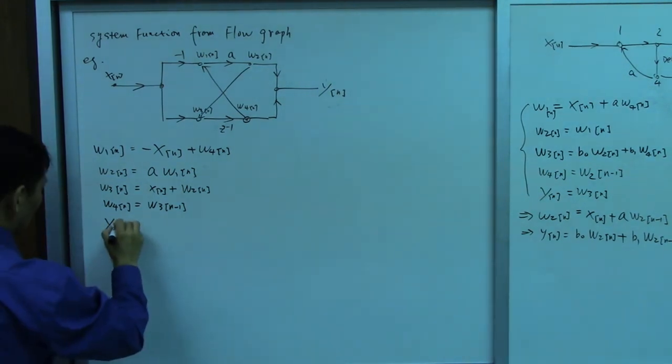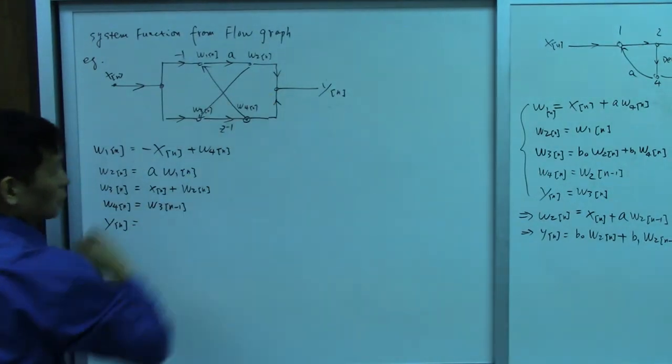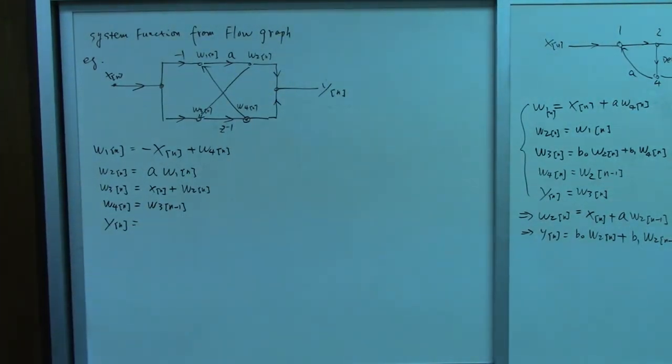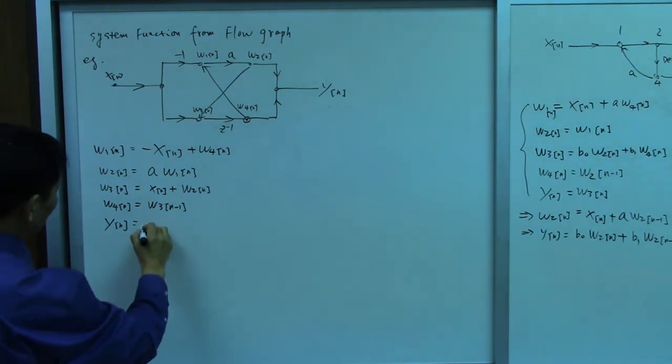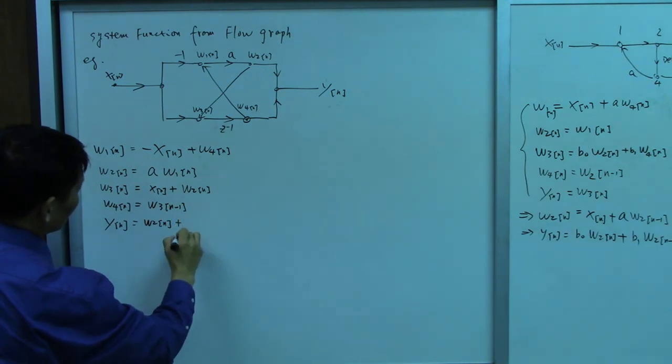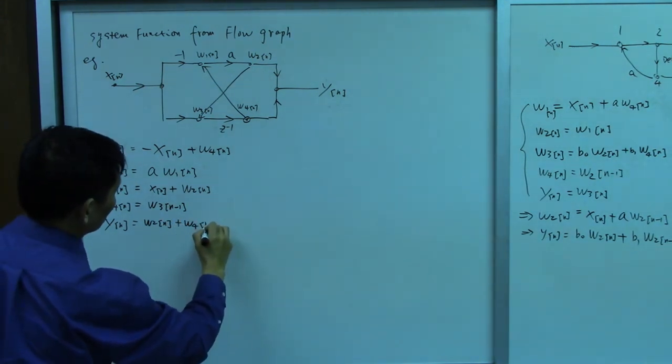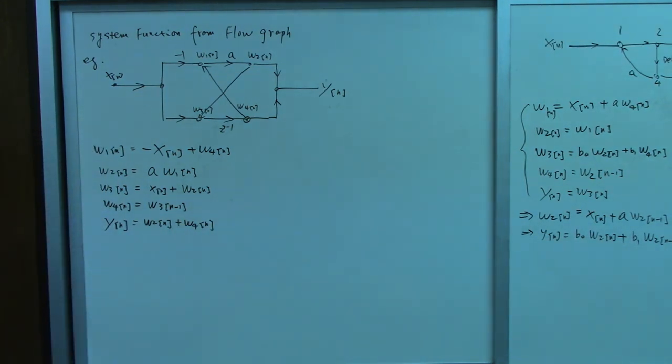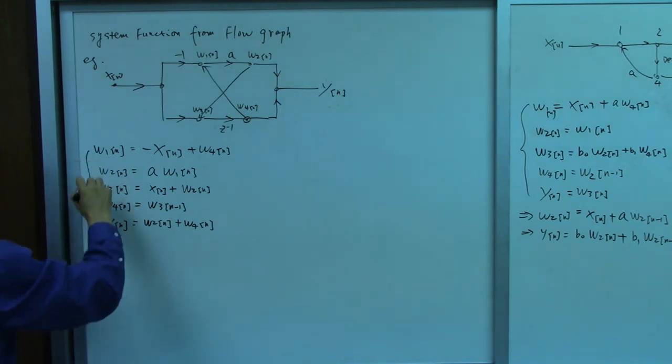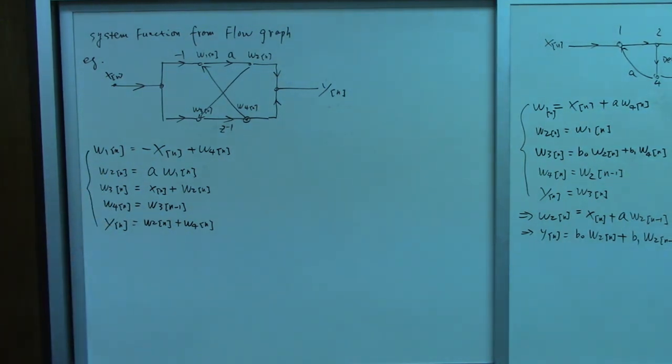Okay, next one is the output y[n]. The output, which is here, equals what is it? W2 plus W4. Yes? Okay, now you need to use any technique you can to eliminate W1, W2, W3, W4 and have only X and Y left. Then we get a relationship between X and Y. There are many methods to do this. You can start from any formula, but we discussed the one I have here.